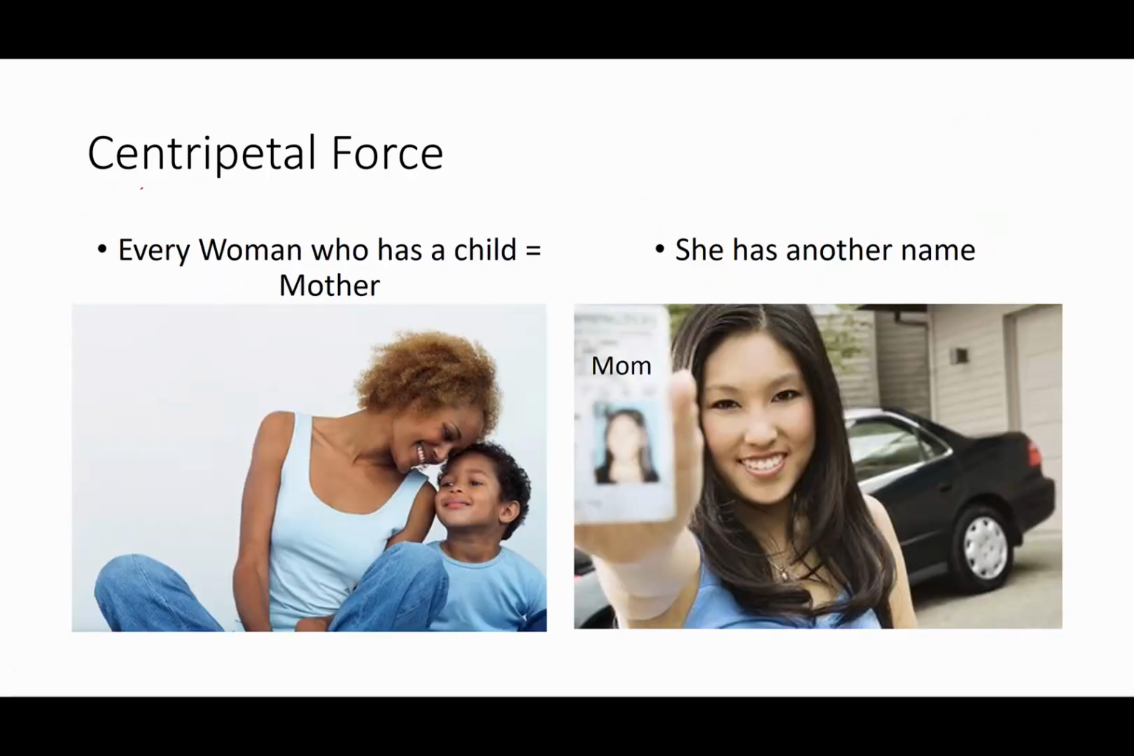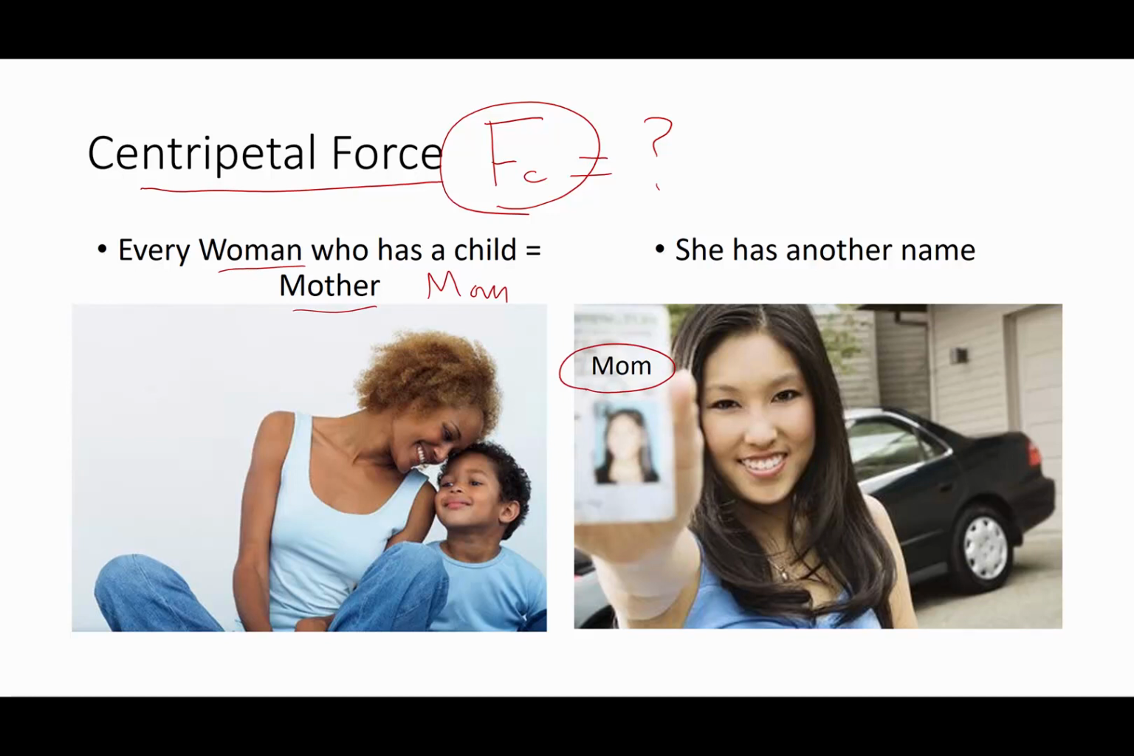The centripetal force, as I mentioned, is a generic name. Before we can do any of the math problems, we have to be able to identify which force is the centripetal force. Here's an analogy. Every woman who has a child is a mother or a mom. But that is not the name on her driver's license. On her driver's license, there's going to be another name, Susie or Pang or Esmeralda or something. That's her specific name, and that's what we have to figure out.